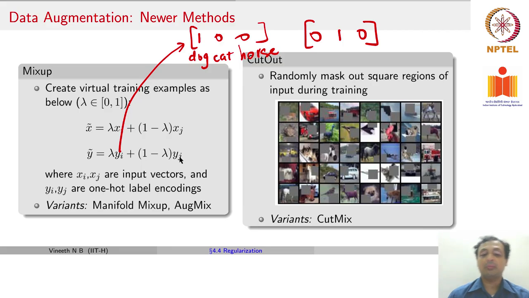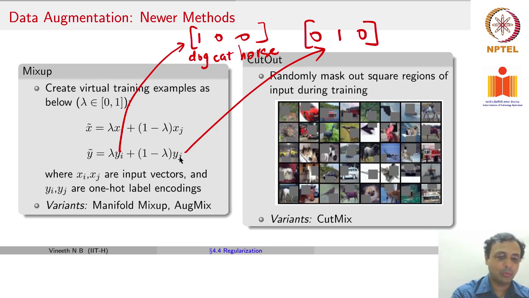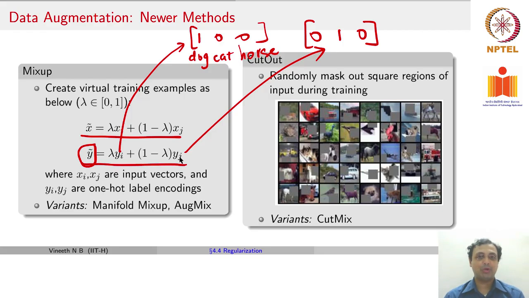So now you could take combinations of these. You can say lambda times this vector plus 1 minus lambda times this vector, and that will give you a new combination. The values need not be 1 and 0, they can lie between 1 and 0, and that's the purpose here. Y tilde: if you mix up the image in a particular way, you also mix up the label in the same way. That's what mix-up does. And mix-up over the last couple of years has led to several variants like manifold mix-up, aug mix, cut mix, and so on. This is one interesting and effective way of performing dataset augmentation today.